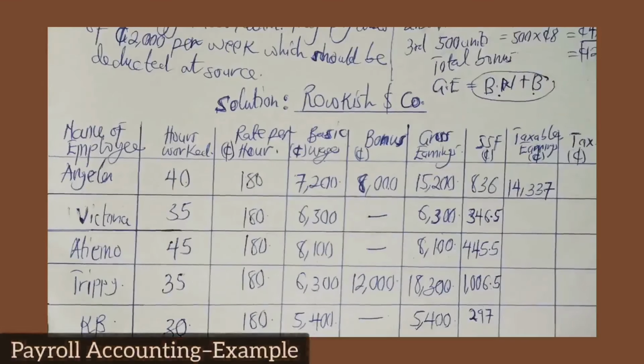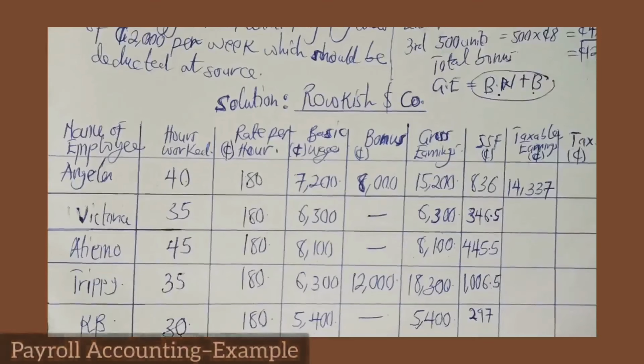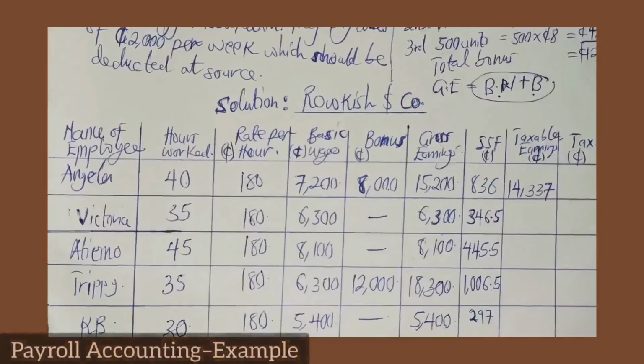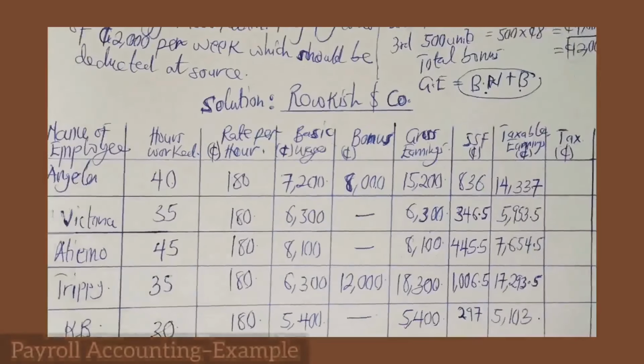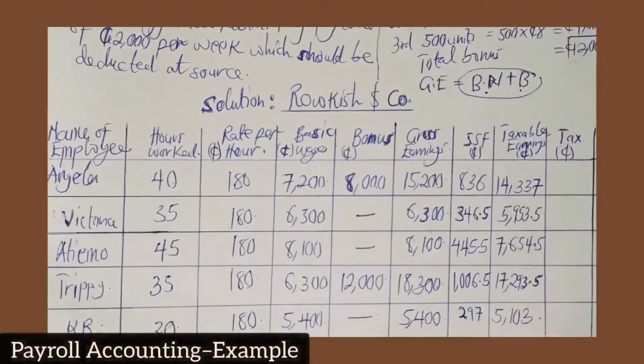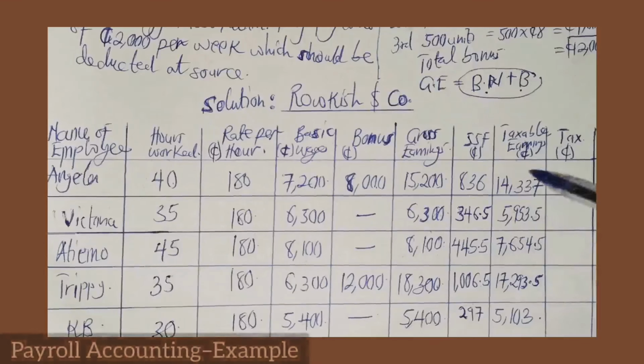Okay, so this is how you solve for it. Once you're able to come up with your table, just take your time and solve them one by one, column by column. Then at the end of the day, you get everything perfectly. All right. So this is my taxable earnings when I subtracted my SSF from the gross earnings of various employees. This is what I had.